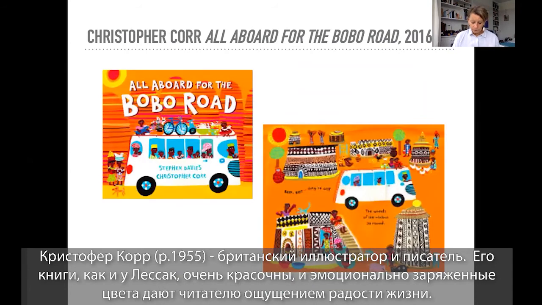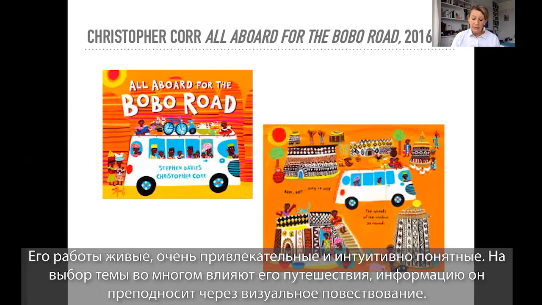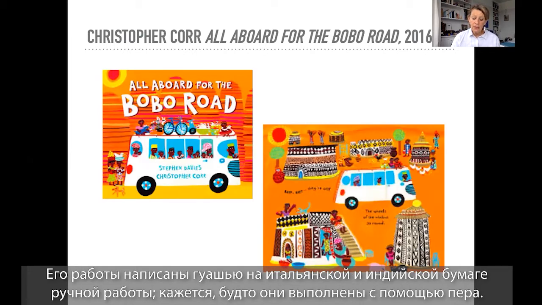Christopher Corr is a UK illustrator. Like Lesak, his books are very colourful, and indeed his emotive use of colour gives a sense of joy in life for his readers. His work is vibrant and very appealing and intuitive. His subject matter is greatly influenced by his travels, and his information is shared through his visual storytelling. He works in gouache painted on handmade paper.